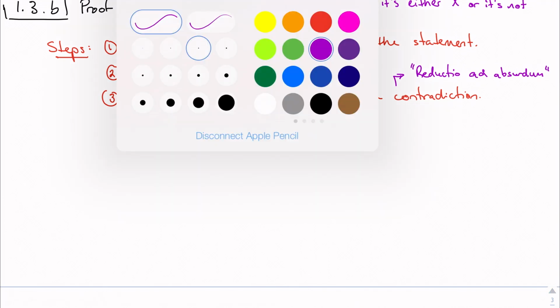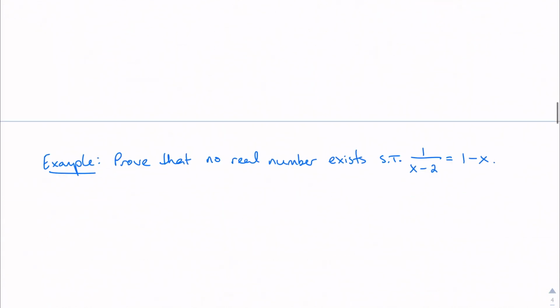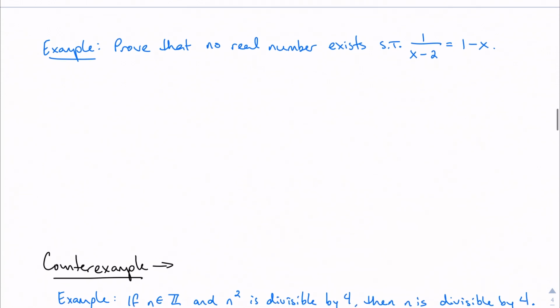So here's my example. We're going to prove that no real number x exists such that 1 over x minus 2 is equal to 1 minus x. And again, if you want to solve the problem on your own, now would be a good time to pause the video and try it for yourself.